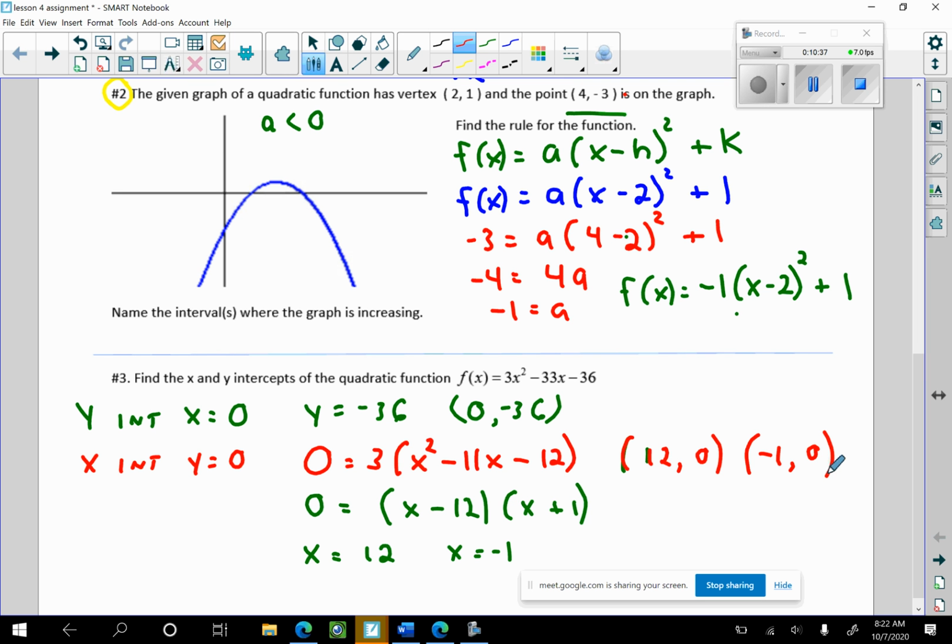Mr. O'Brien should have posted. There's been, as we have stated, a lot of confusion about this graphing calculator. He posted a link to that and directions on our Google Classroom.